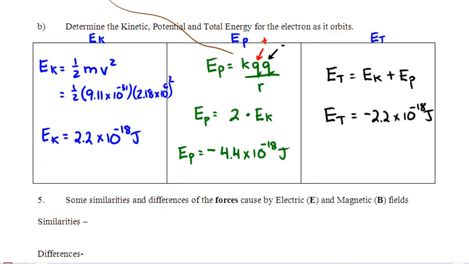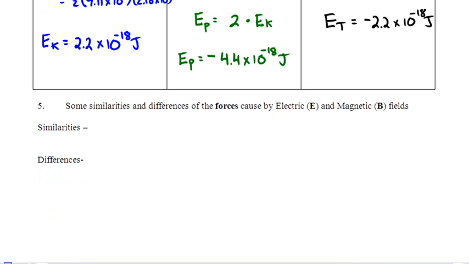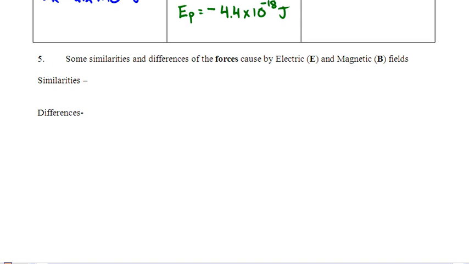Same kind of patterning. Last little bit, this is going to help you out with the Unit 7 stuff. Just a little bit of similarities and differences between forces from electric fields and magnetic fields from Chapter 7. Some similarities, they both act on charges. So I'm just going to write that in here. They both act on Q's.